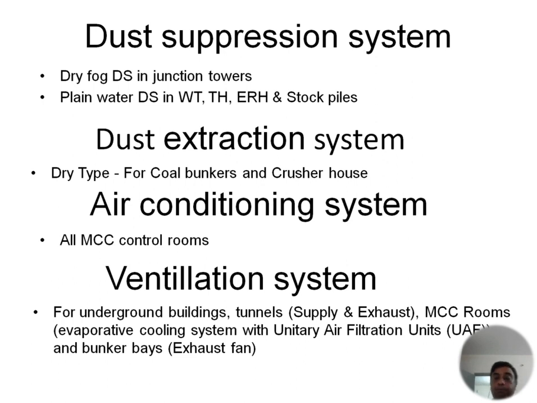There are many areas in the coal handling plant where air circulation is bad, like all the underground buildings, tunnels and MCC rooms. Here we basically require ventilation systems. In all the tunnels, we have supply and exhaust ventilation. In the MCC room, there will be an evaporative cooling system with air filtration units. And in the bunker bay also, there is an exhaust fan for proper ventilation.